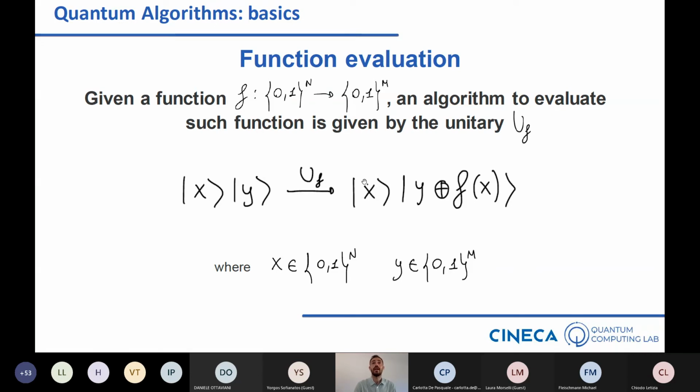Okay, so you get x for the first qubit, which does not change, and y becomes y plus f of x. This is the summation modulo 2, because these are 0 or 1s. x and y are in {0,1}^n, so they are bit strings. Okay.